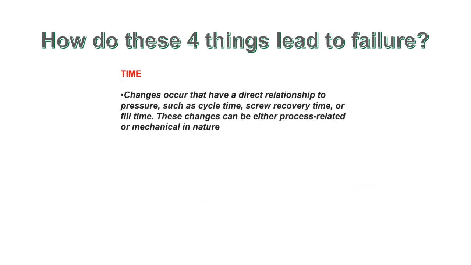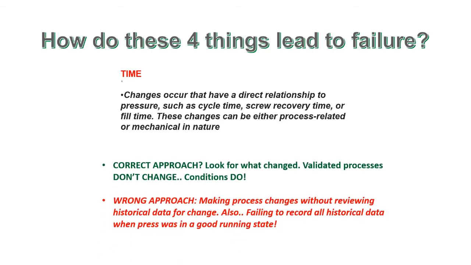In terms of time, changes occur that have a direct relationship to times such as cycle time, screw recovery time, or fill time. These changes can be either process related or mechanical in nature. Correct approach, you're going to want to look for what changed. Again, validated processes don't change, conditions do. The wrong approach is making process changes without reviewing the historical data.